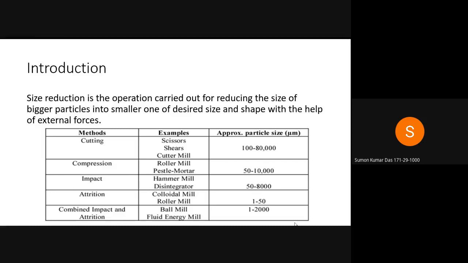For these methods, several pieces of equipment are used. For cutting purposes we use a cutter mill, for compression we use a roller mill, for impact we use a hammer mill, and for attrition we use a ball mill or several other equipment.